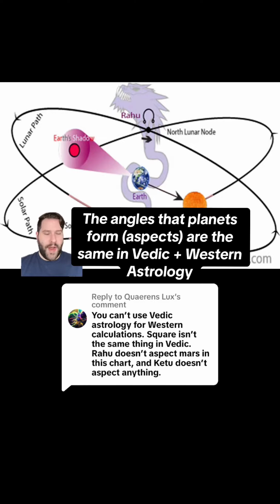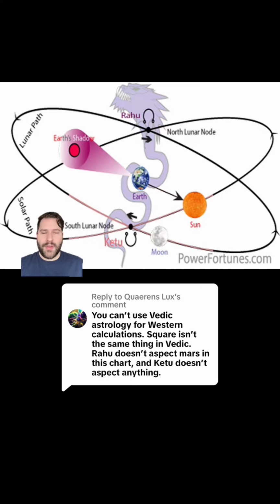This comment is incorrect, and I'm going to explain to you why. You said you can't use Vedic astrology for Western calculations. Rahu and Ketu, or the North and South Node, are calculated points in the sky.